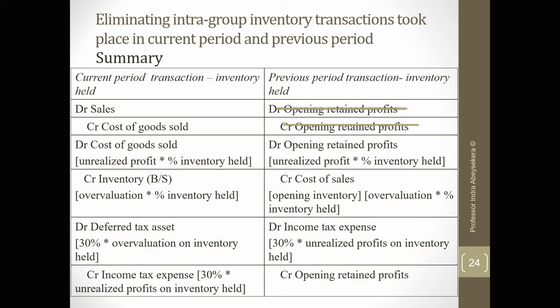If the transaction took place in the previous period, then we would write it as debit income tax expense, because there's no asset, but on the right side we can see that expenses have decreased. That means a profit increase, so income tax expense increases. We debit income tax expense and we credit opening retained profits, because that income tax expense is now in opening retained profits.